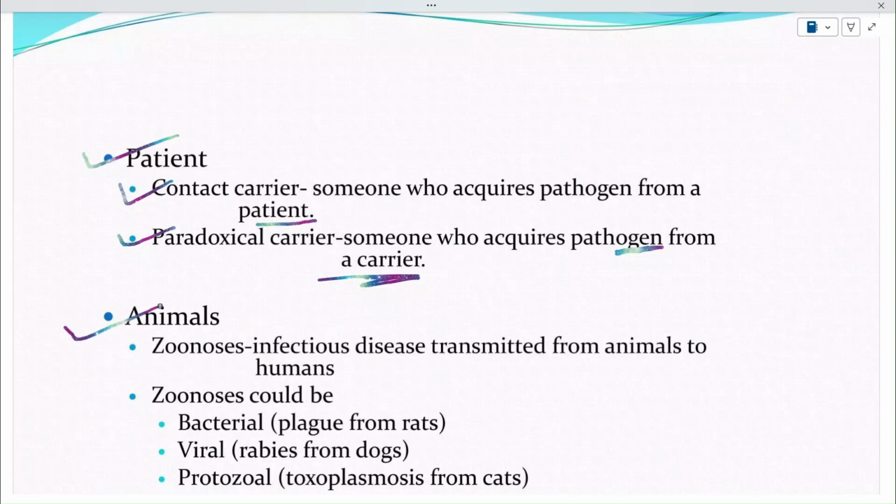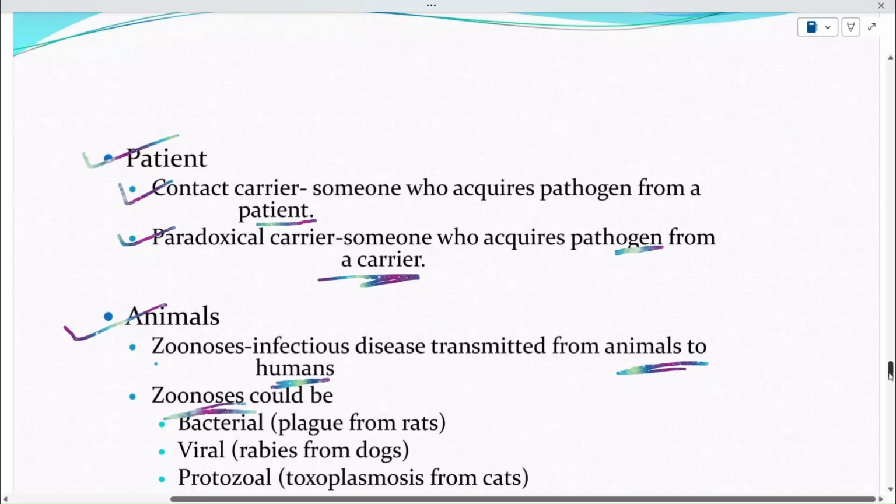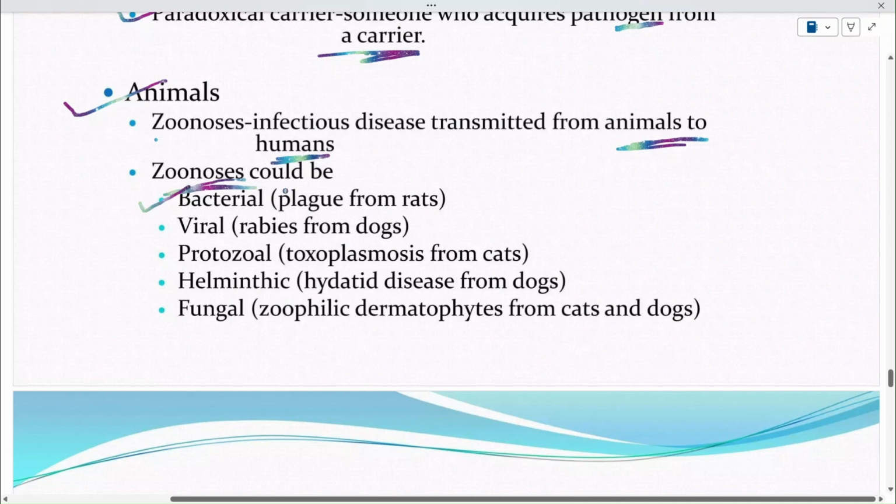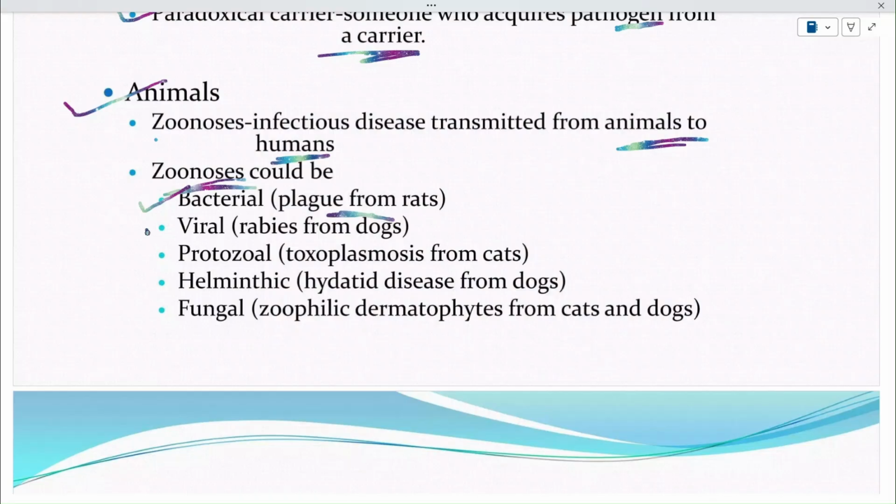So next we can see animals. Animals also play an important role in causing infection. So firstly we can see zoonosis. Zoonosis is an infectious disease transmitted from animals to humans. Zoonosis could be bacterial, examples such as plague from the rats, and viral, rabies virus from the dogs, protozoal, toxoplasmosis from the cats, helminthic, hydatid disease from the dogs, fungal, zoophilic dermatophytes from the cats and dogs. So these are the common animals which can cause infection transmitted from animals to humans.